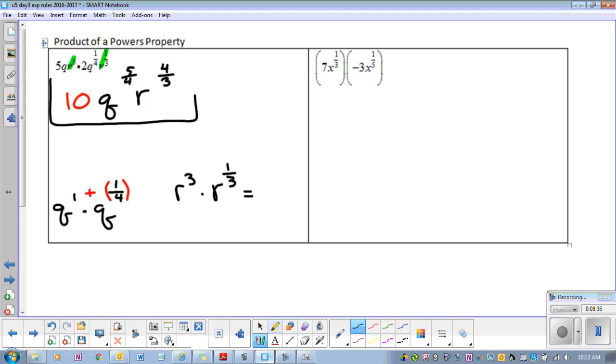Pretty good, right? All right, let's do the second one. So they could write it with a little dot showing that it's multiplying, or they could write it with parentheses showing that it's multiplying.